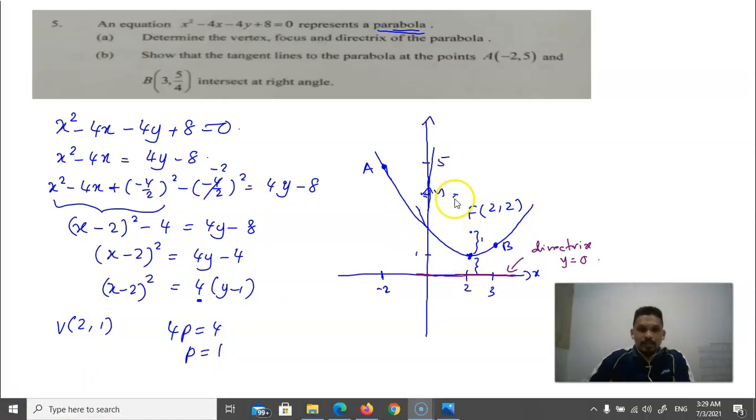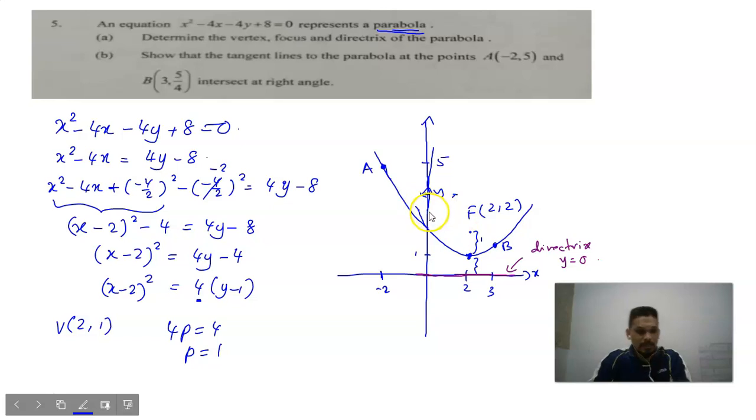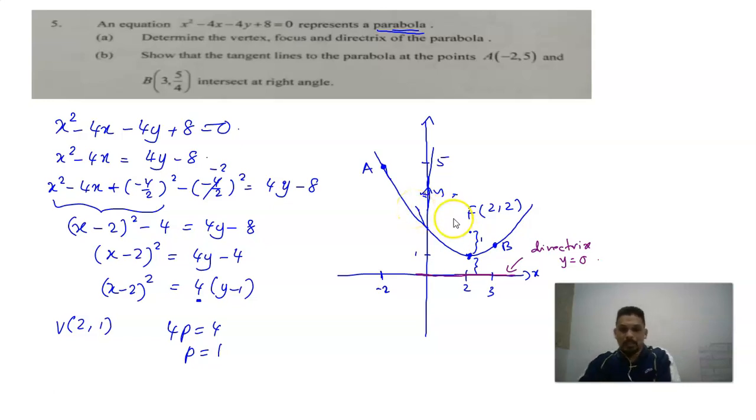Okay, now class, for this question, we have the points A and B, and then we are going to find out the tangent of this parabola. This is the reference here, A, and the straight line goes to here, and then this point of B.